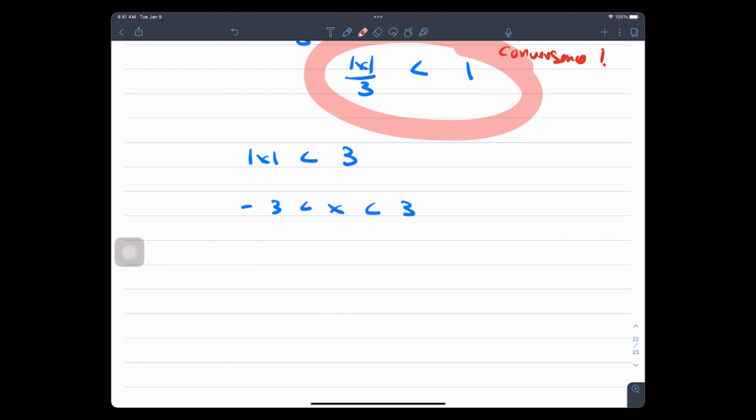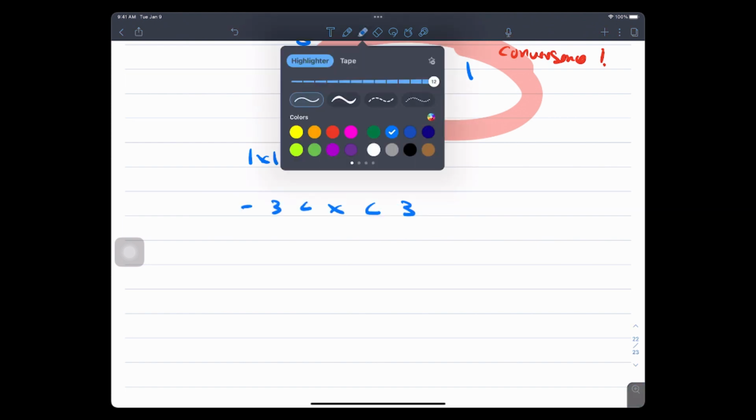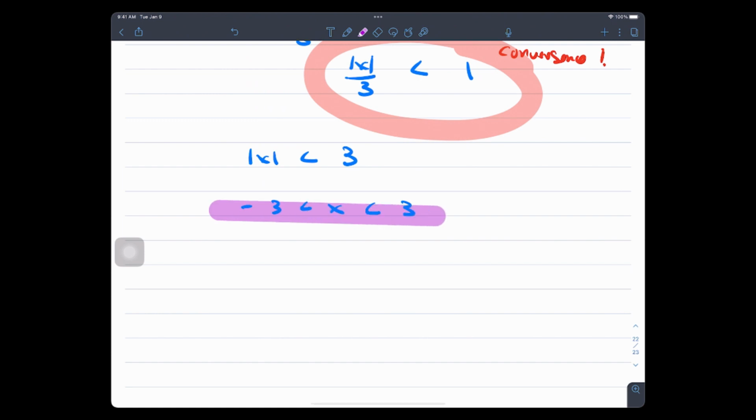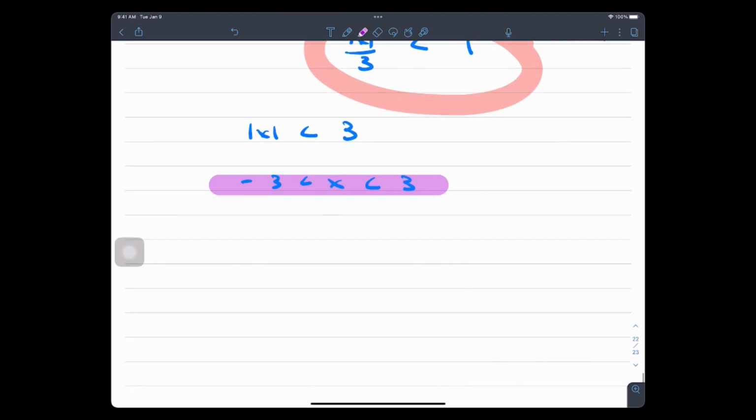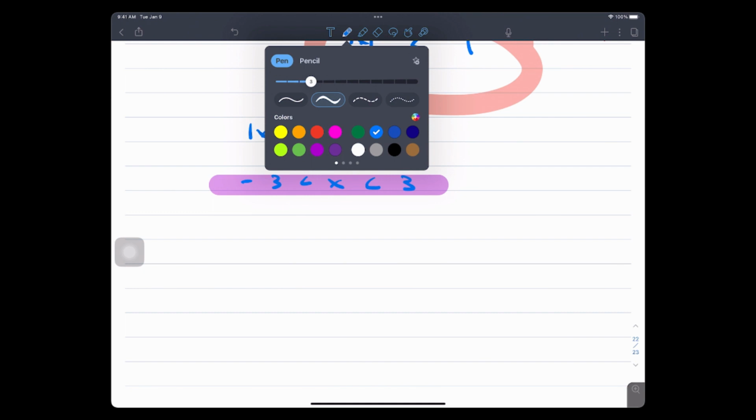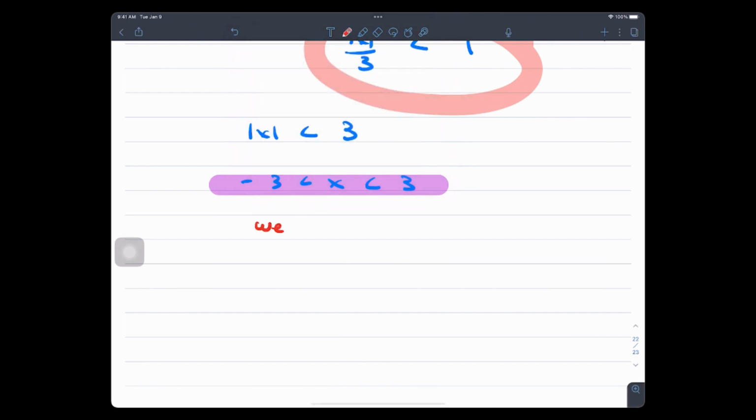Now, so far, these are the values of x in which you have what? Convergence. But you're not done, ladies and gentlemen. You're not done. So I'm going to write that down. We are not done.